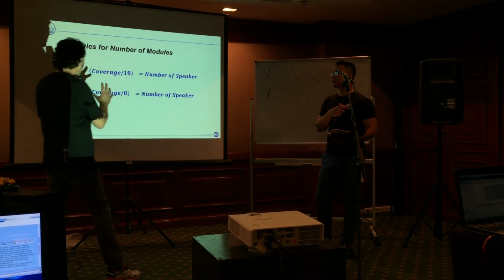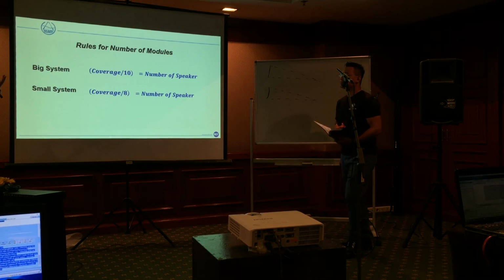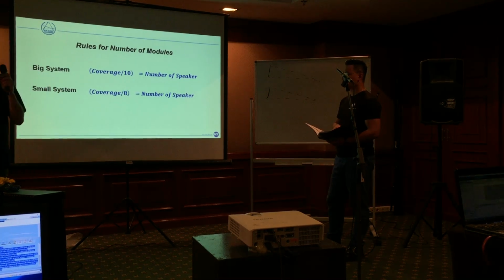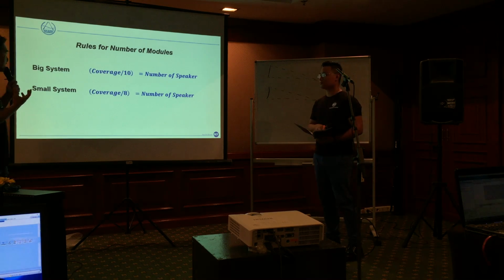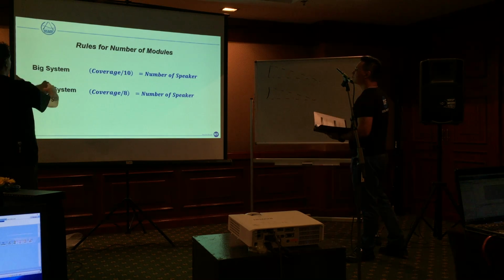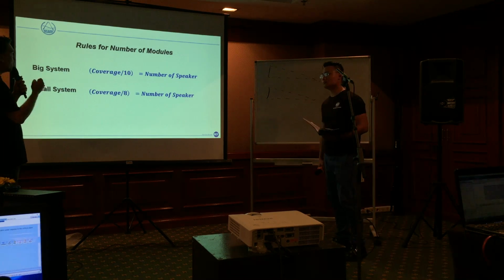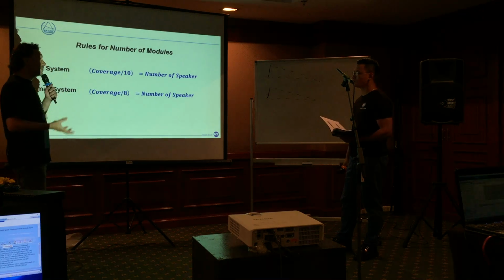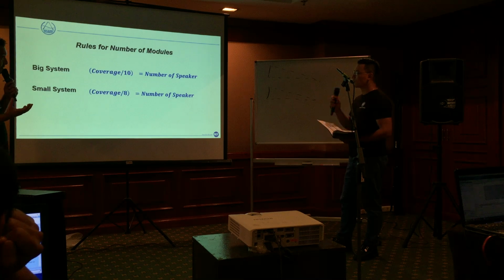This is a very global rule that can give an idea about the number of modules that we need. So if we have a big line array such as HDL50, we have to divide the coverage by 10 to get the number of modules that we need.